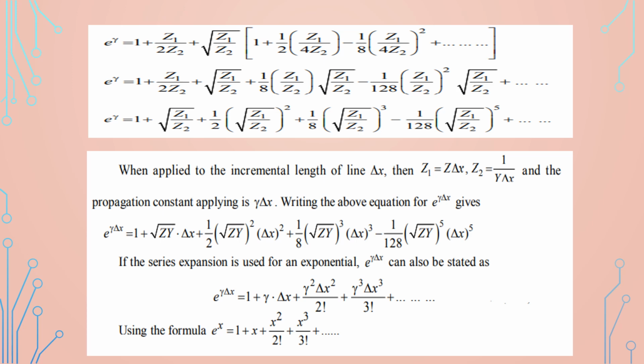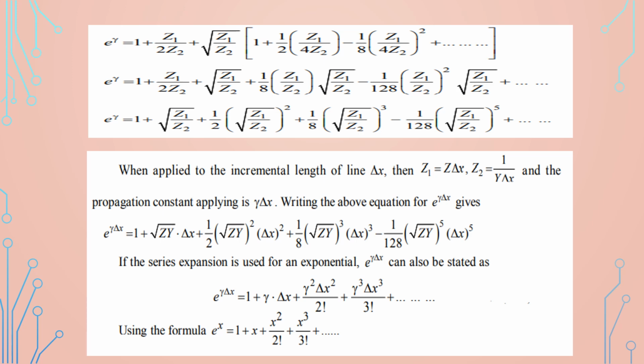Here I am applying Z1 is equal to Z del X and Z2 is equal to 1 by Y del X. Now I am applying that into this formula, e power gamma del X plus square root of Z1 by Z2. When I apply Z1 is equal to Z del X, Z2 is equal to 1 by Y del X, I get square root of ZY into del X. So I replace Z1 and Z2 this way and I get this expression.